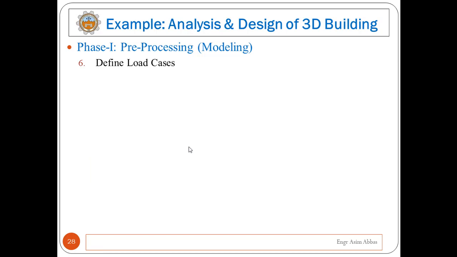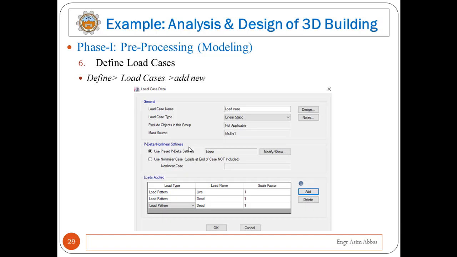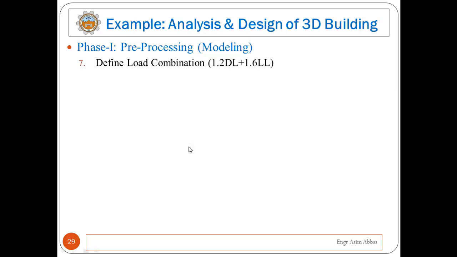Okay, step 6 is to define load cases. For that, go to Define, then Load Cases, then Add New. This window will appear where you can define different load cases, right? ETABS creates by default load cases for live and dead. So if you want to create multiple or a combination of dead and live load, you can add a new load case in this window. Okay, step 7 is to define load combinations, where the 1.2 dead load plus 1.6 live load combination will be defined.